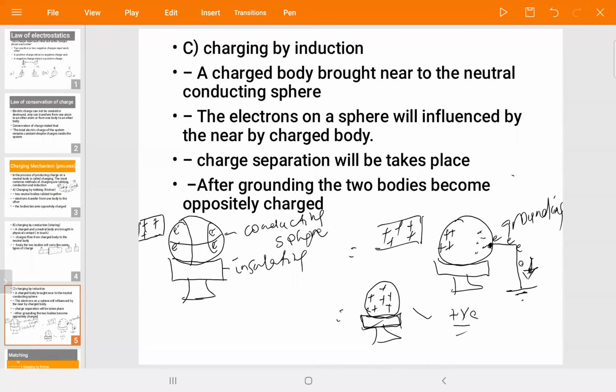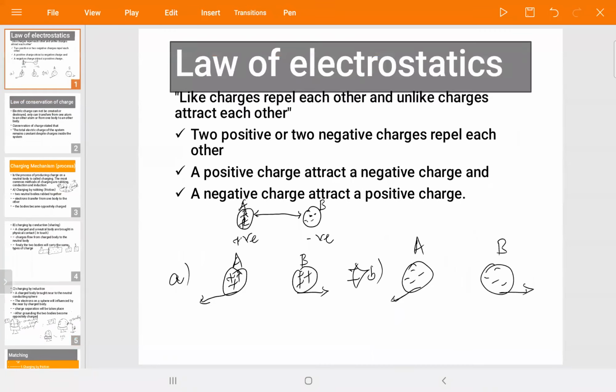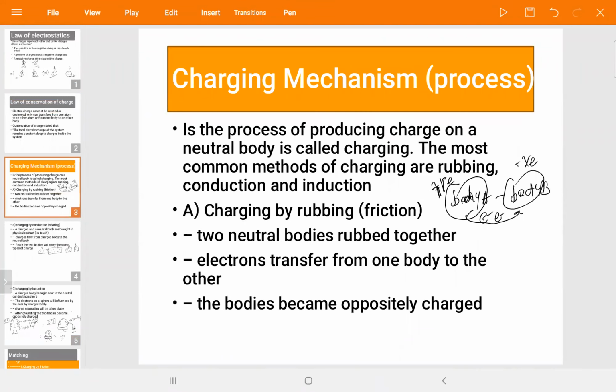So these are the three mechanisms for charging. To summarize, we can produce charges. A neutral object can be charged, and even a charged body can be discharged, changed into a neutral one. A neutral body can be changed into a charged body, and a charged body can be changed into a neutral body. Both of them are possible.